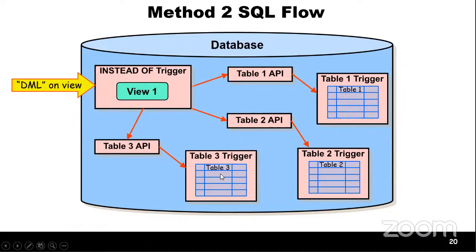And if the table trigger has that protection of not being able to do inserts other than through the API, then it'll stop that statement, whatever it is. And it also stops statements coming from the outside. So if they're not coming through the API, then they'll be stopped.